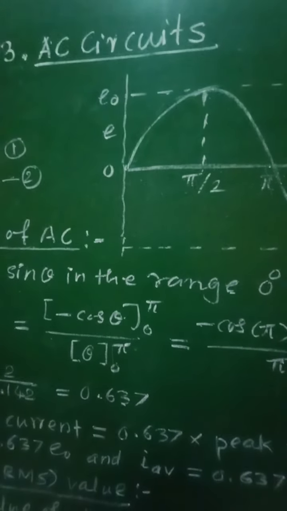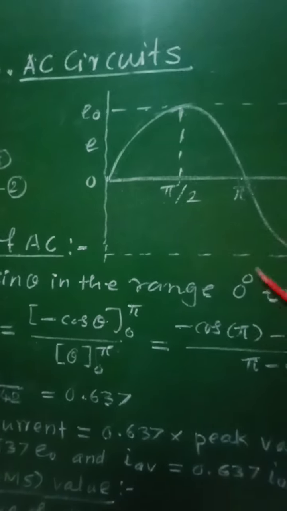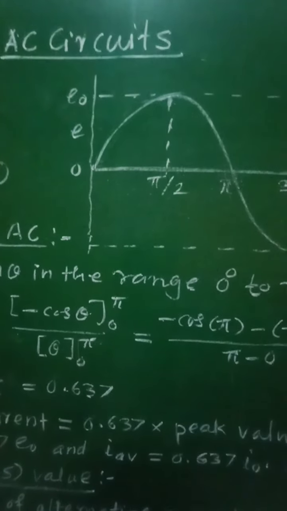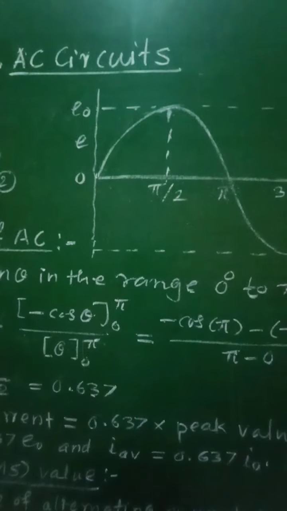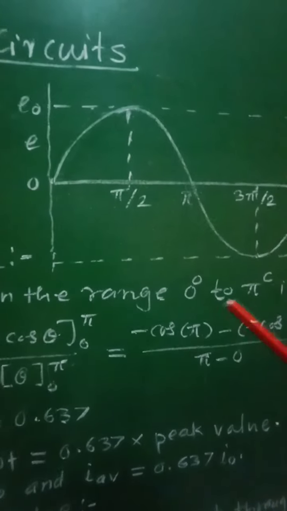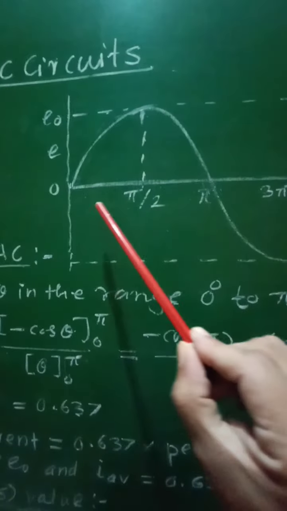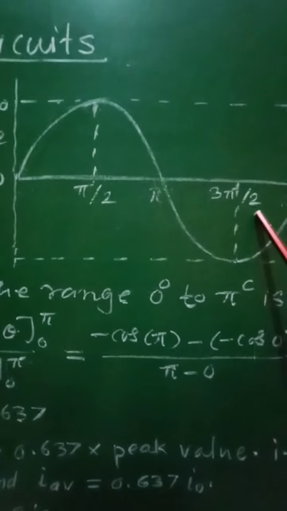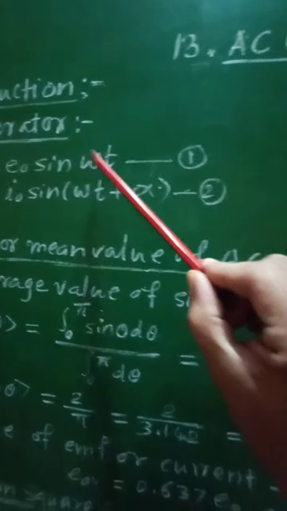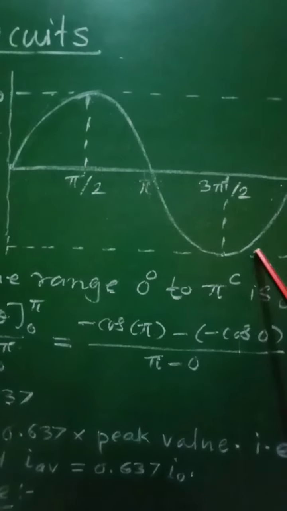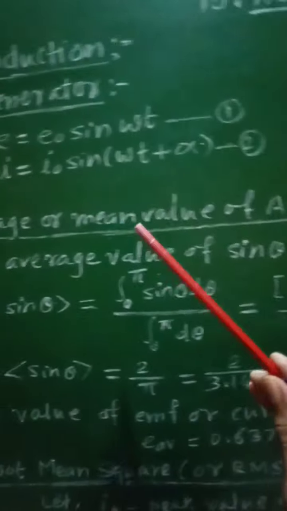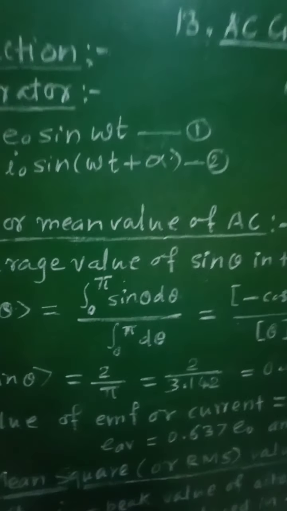The reason behind it is that the average over the full cycle is always 0, since the average value of sine omega t over a cycle is equal to 0. So for a complete cycle, for a full cycle, the average value of sine omega t is equal to 0, and hence instead of a full cycle we will consider only half a cycle to find out the average or mean value.